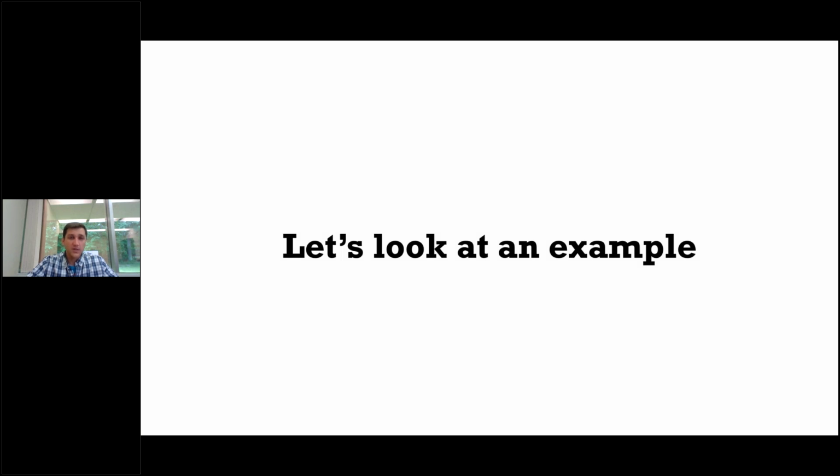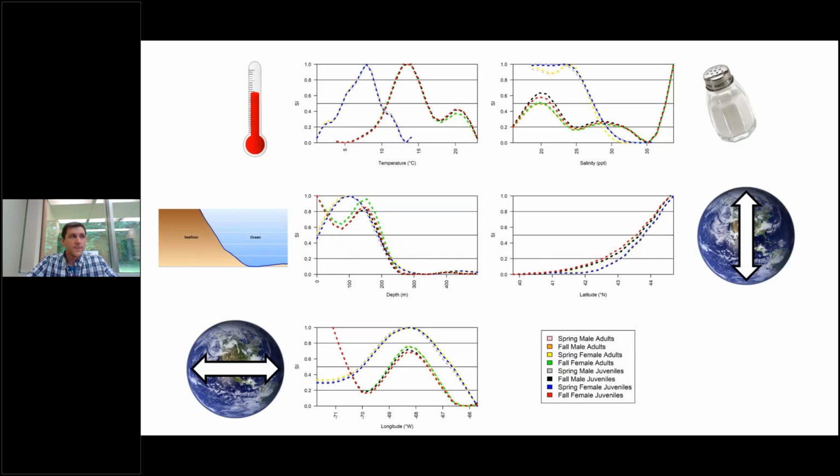That may have been a lot all at once. So let's look at an example for, you guessed it, American lobster in the Gulf of Maine. So using the system we outlined, we can map current lobster habitat for this region, the Gulf of Maine and Georges Bank region. First, we need to establish suitability indices.